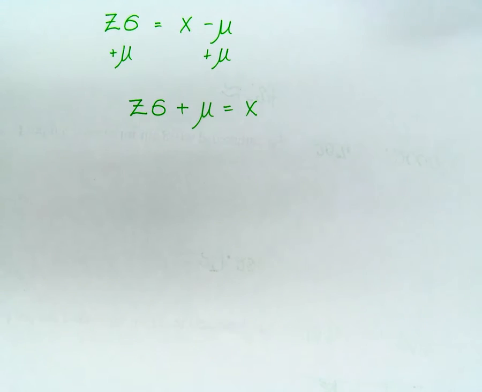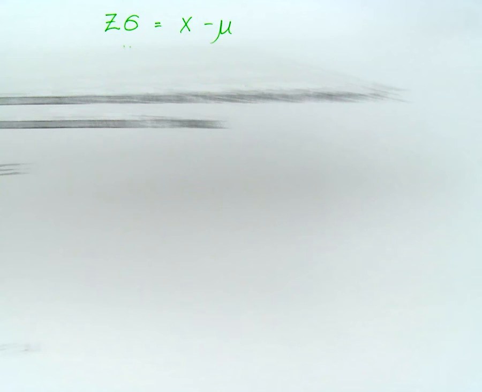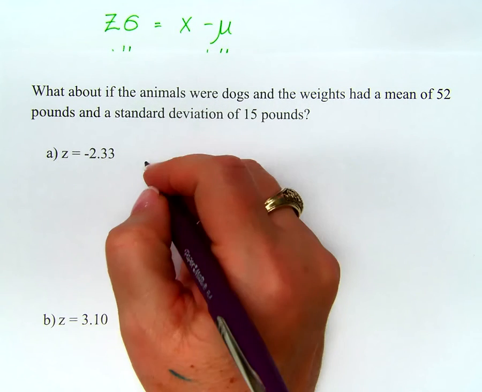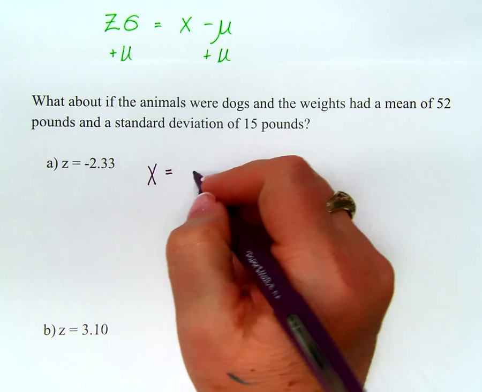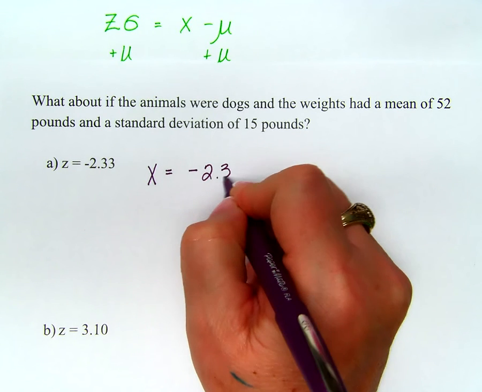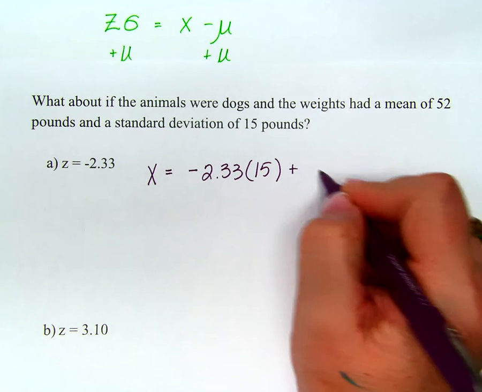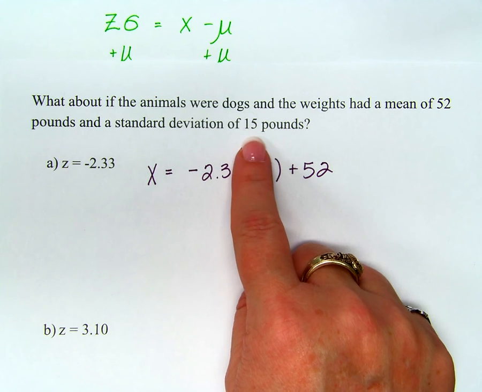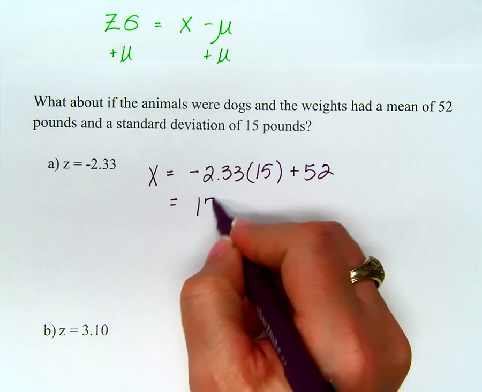Okay? So what if I was measuring dogs and not cats? What if I had a mean of 52 pounds and a standard deviation of 15 pounds? Yeah, I just change the numbers and do the same thing, right? So x should equal the z-score, negative 2.33, times the standard deviation plus the mean. Now, here's my question. Should this answer be about 30 pounds less? A little more than 30 pounds less. Why? What's my standard deviation? 15. So when I do the calculation, I get 17.05.